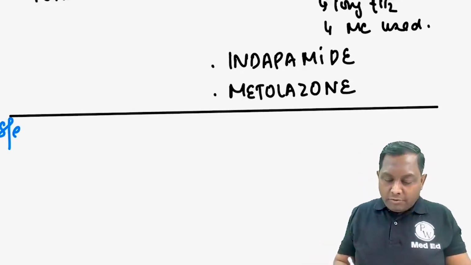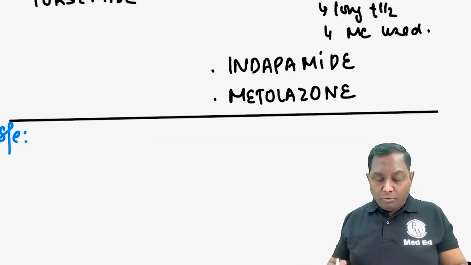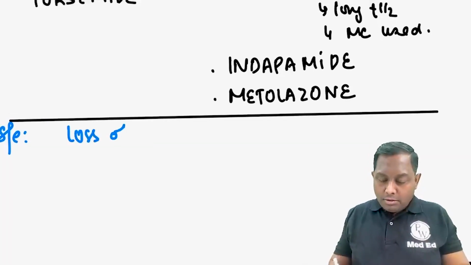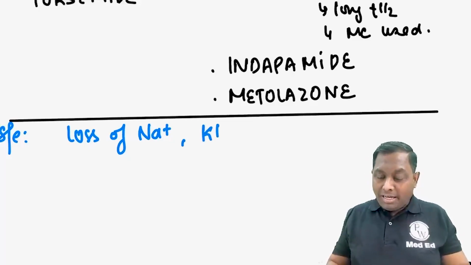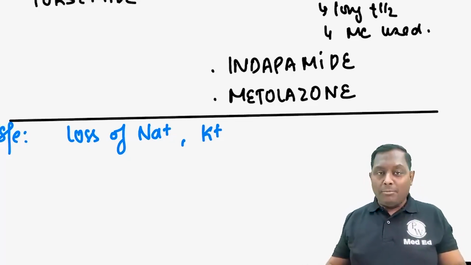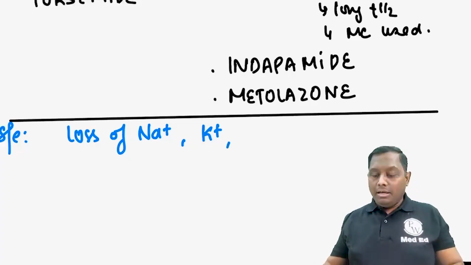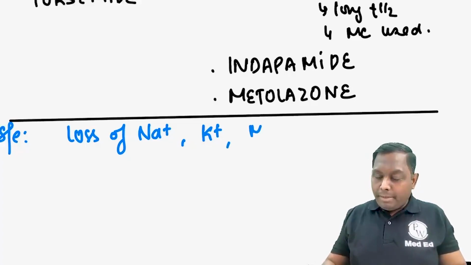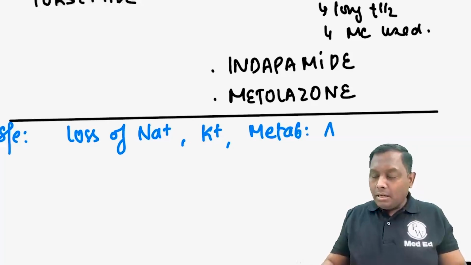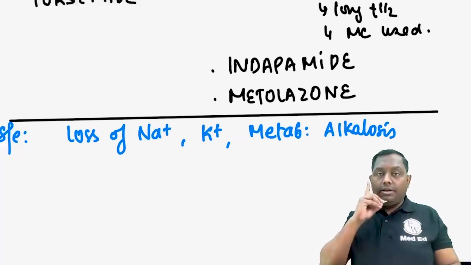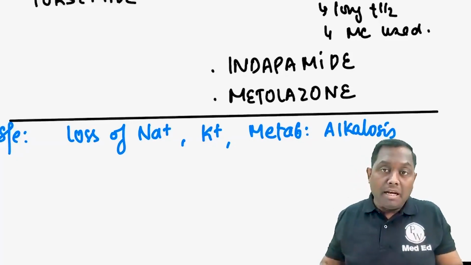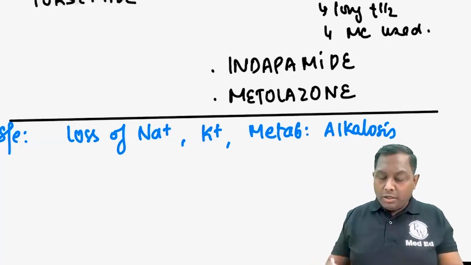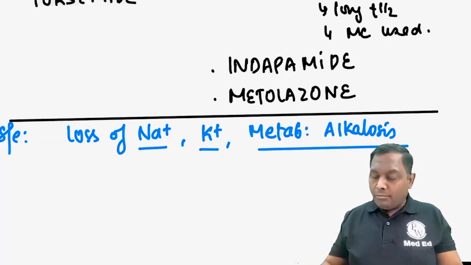Important side effects: both of them will be causing loss of sodium, so there will be hyponatremia, hypokalemia. What else can they cause? They can also lead to metabolic alkalosis. The diuretic that was causing metabolic acidosis was mainly the carbonic anhydrase inhibitor, remember. So loss of sodium, loss of potassium, they can also lead to metabolic alkalosis.